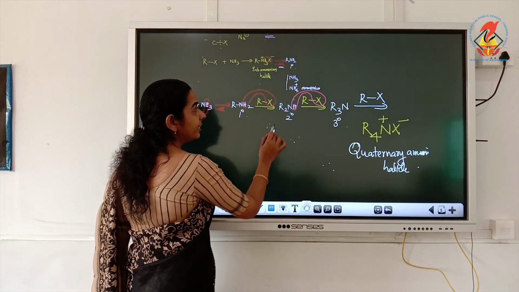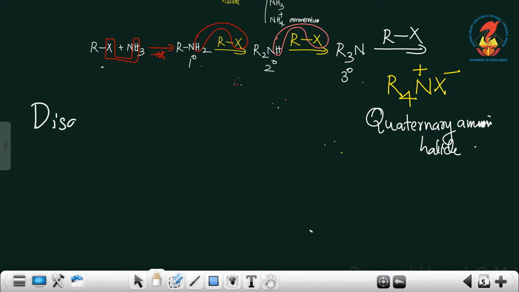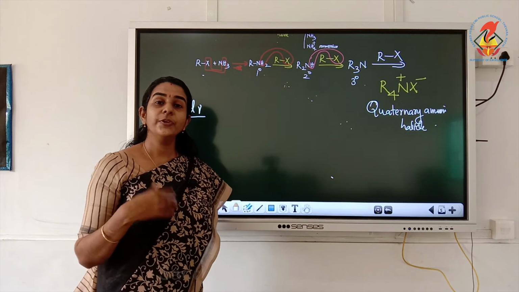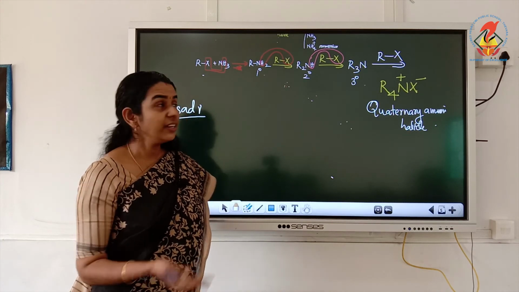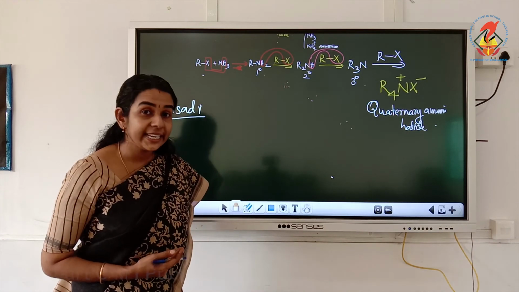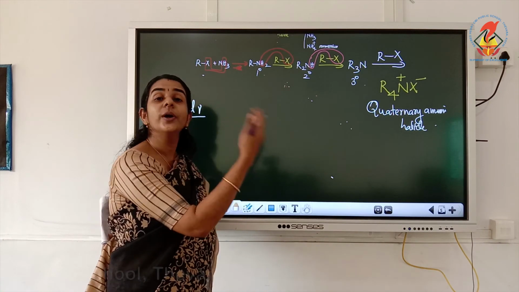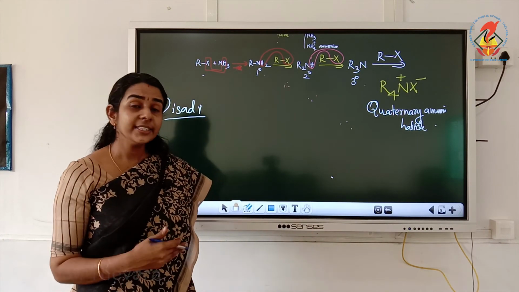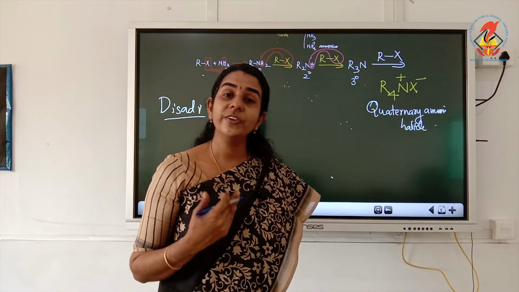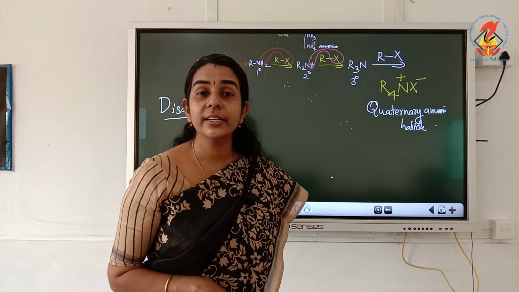Now there is one disadvantage for this ammonolysis. What is the disadvantage of ammonolysis? It is clear from this equation. If we want to prepare only primary amine, it is very difficult to get primary amine only from this reaction, because we will be getting a mixture of primary, secondary, tertiary and quaternary salt. So the main disadvantage of this method is we get a mixture of primary, secondary, tertiary and quaternary salt.